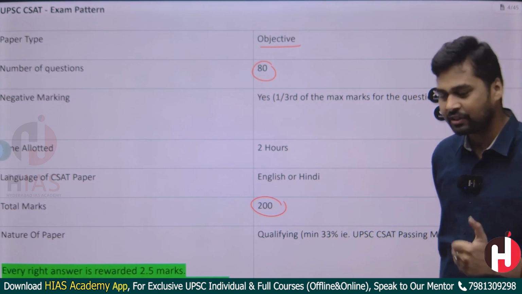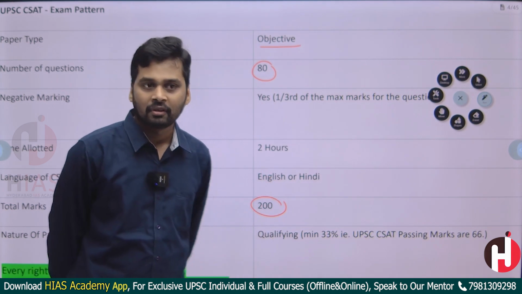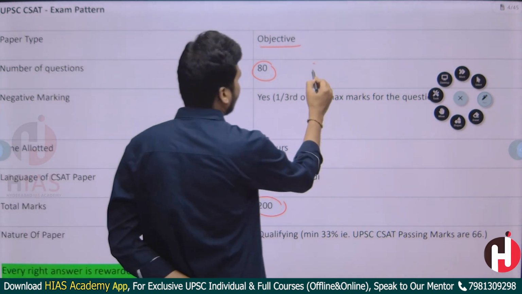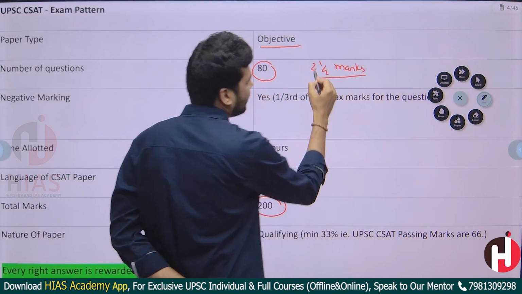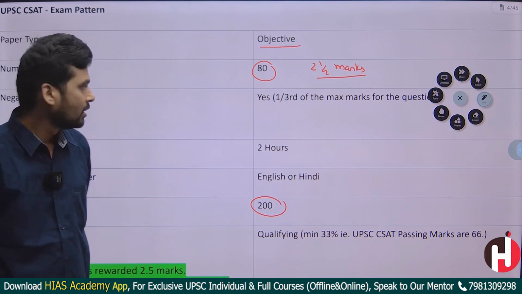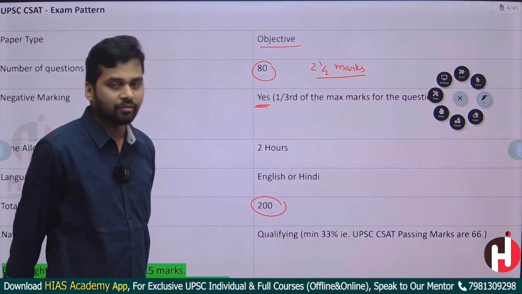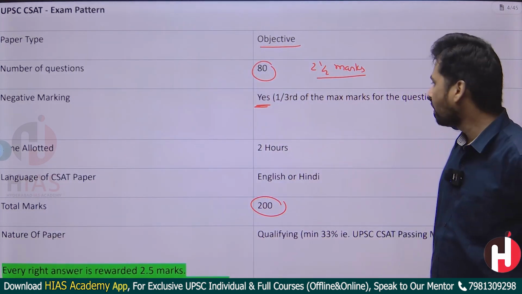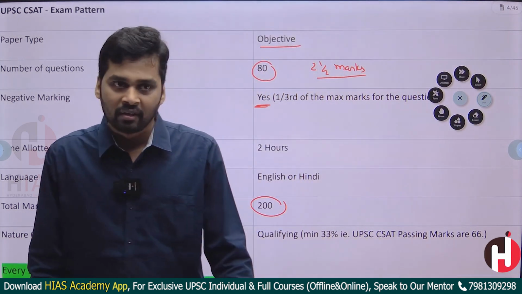So each question carries how many marks? Yes, 2.5 marks. Each question carries 2.5 marks. Next, is there any negative marking? Absolutely, again we have negative marking here. What is that negative marking? You need to know that, because most of the students are not aware of this.